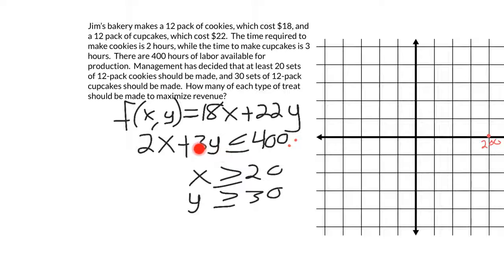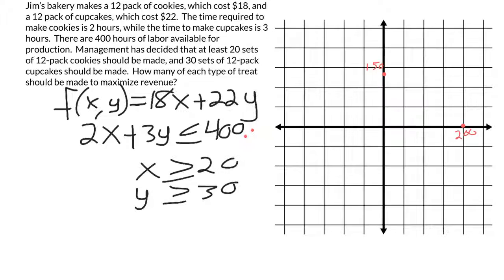Then we'll do the same for the y-intercept. To find out where this red line is going to cross the y-axis, we'll put in a 0 for x, effectively covering it up, because 2 times 0 is 0. So we get 3y equals 400. In other words, y is approximately 133.